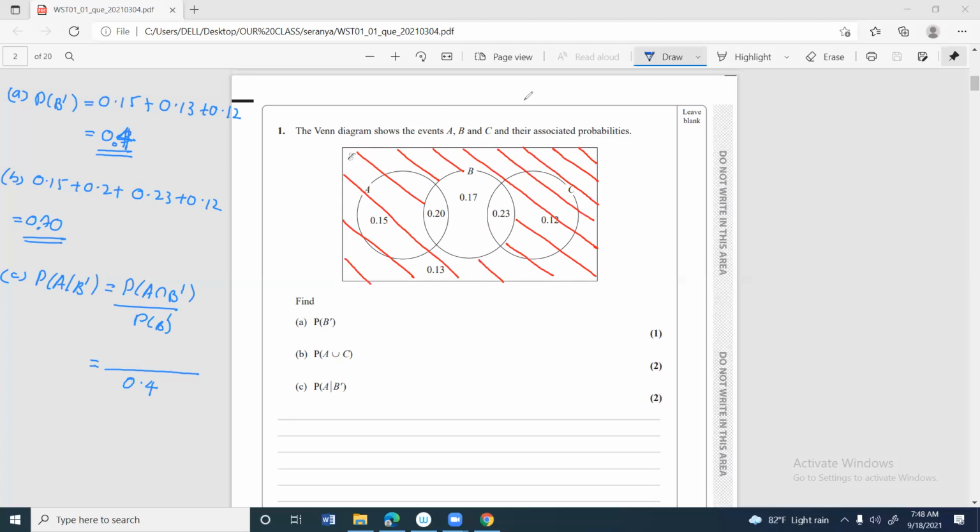Then color the other area, A. The operation here is intersection. Intersection means seeing the area where these two regions intersect each other. So this is the area we are concerned about, and you can say this is 0.15. So it's 0.15 divided by 0.4. The final answer is 0.375. That would be the final answer for this question.